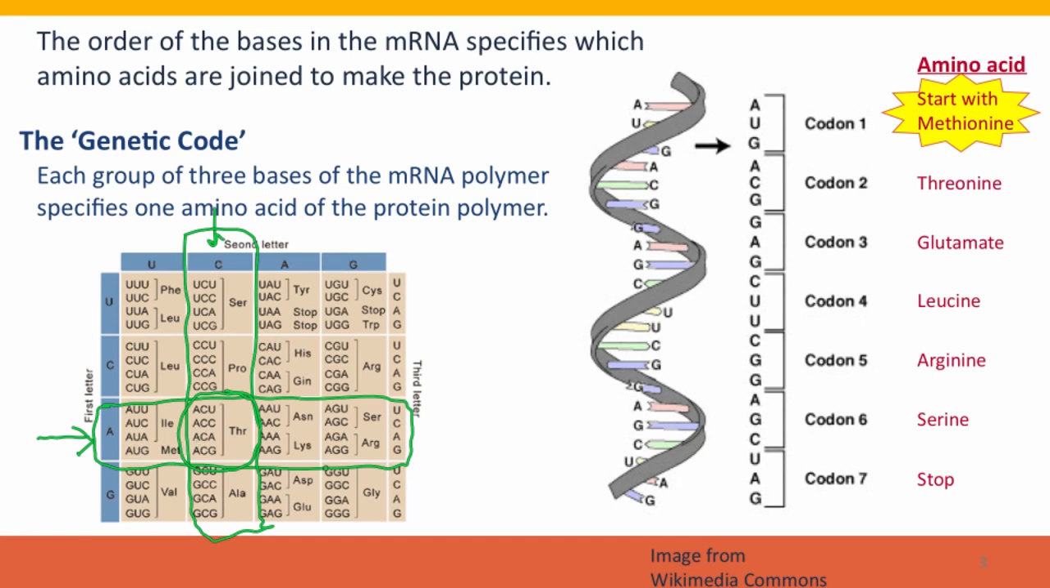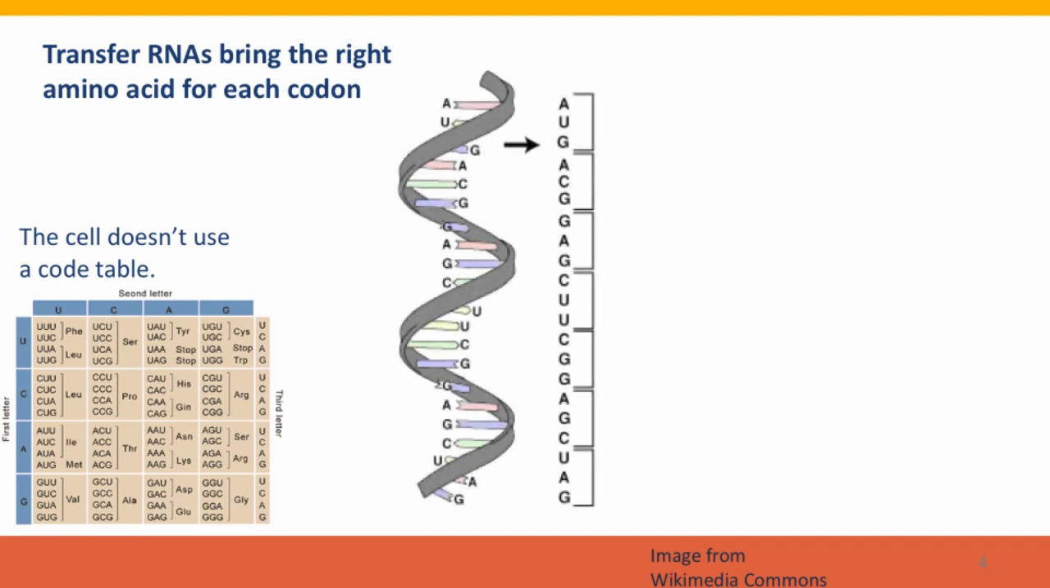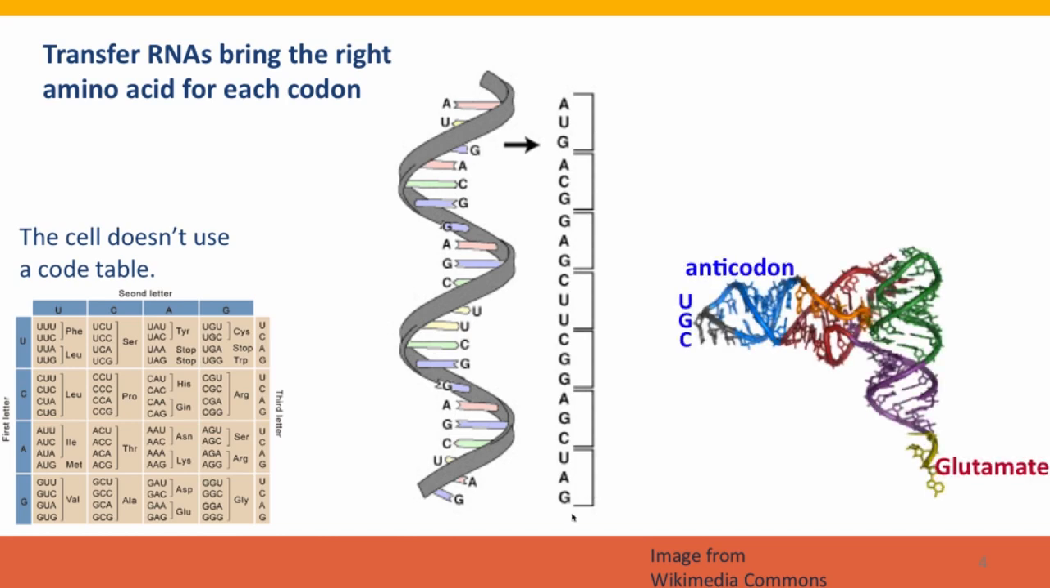Now, as I said, cells don't use a genetic code table. The table is just something that geneticists have come up with. In the cell, the interpretation of the code is done by transfer RNA molecules. So again, here's our messenger RNA with the division into codons marked off for us. Here's a typical transfer RNA. This is transfer RNA glutamate, so we'll write its name as tRNA glue, and it has a glutamate amino acid attached to one end.